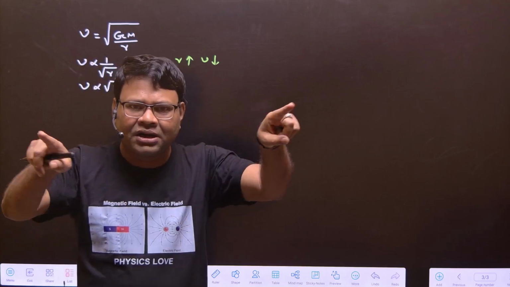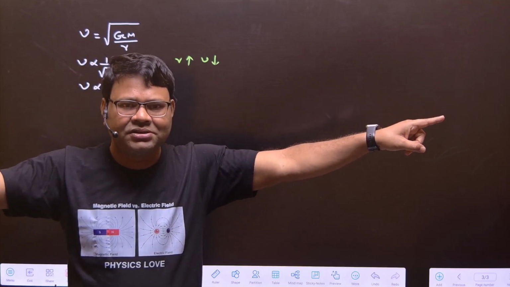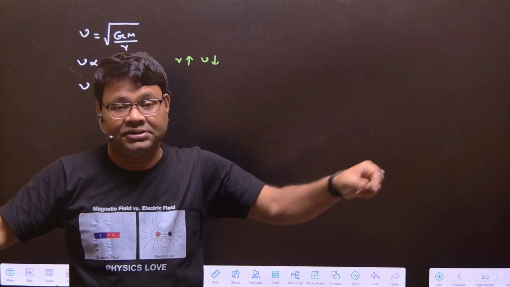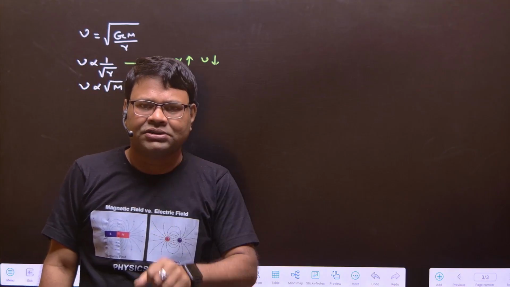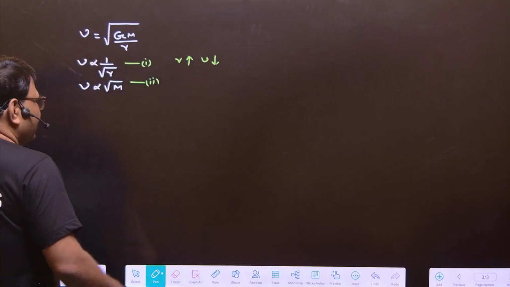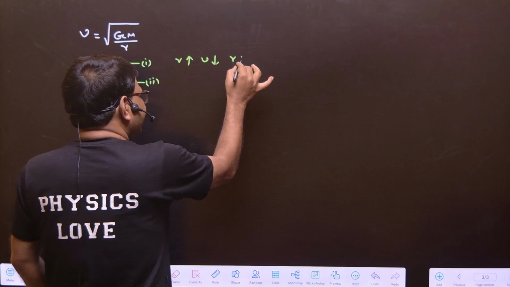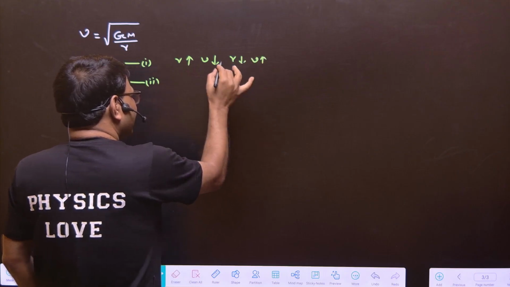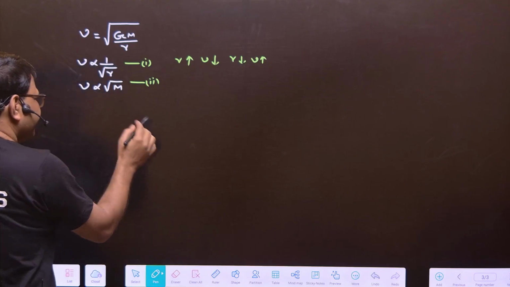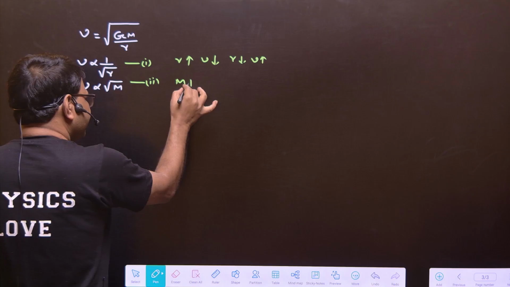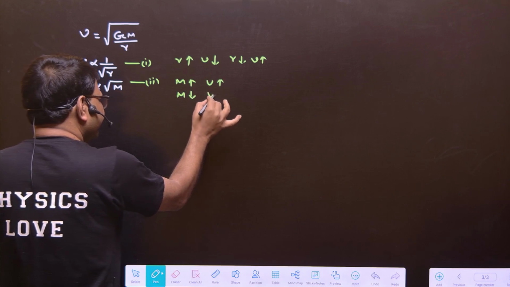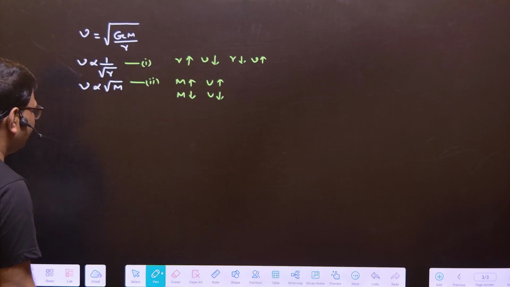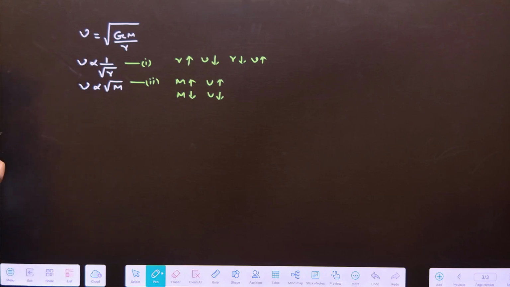From the center of the earth, as the orbit radius increases, the orbital velocity decreases. The speed or velocity of the satellite is more nearer to the earth's surface. And also, R decreases, V increases. From this relation, M increases, directly proportional, V increases. M decreases, V decreases. So we have seen these two points.